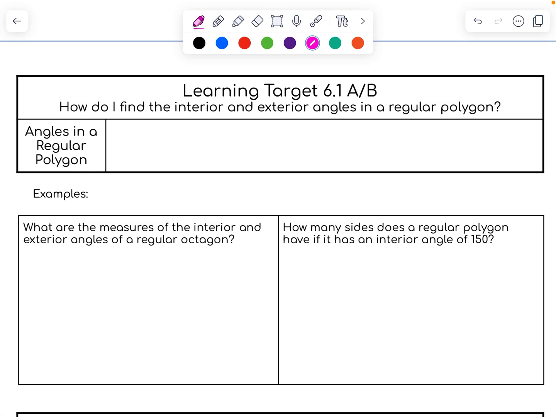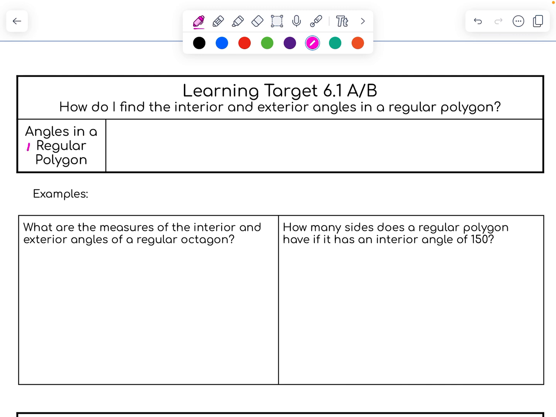All right, our next part of our learning target is to talk about how we can find interior and exterior angles in a regular polygon. We talked about how to find the sum of the interior and exterior angles, so now we're going to use that.